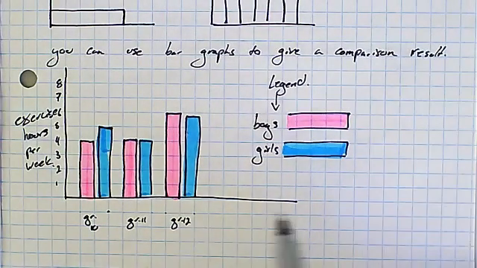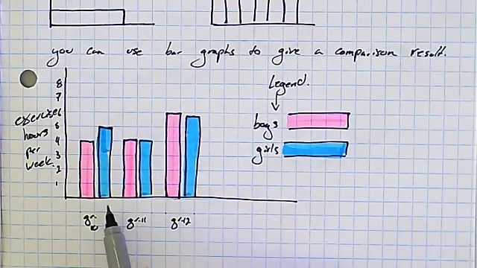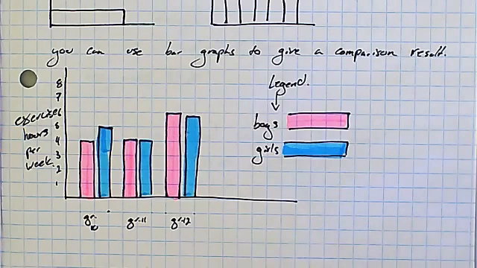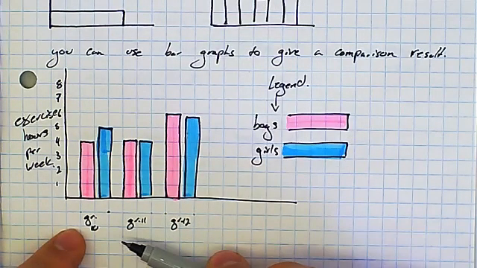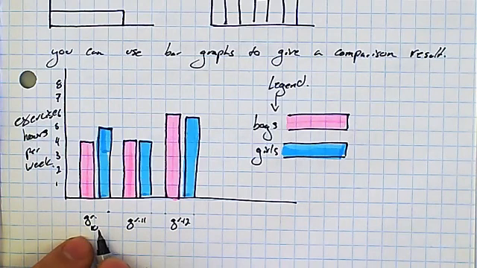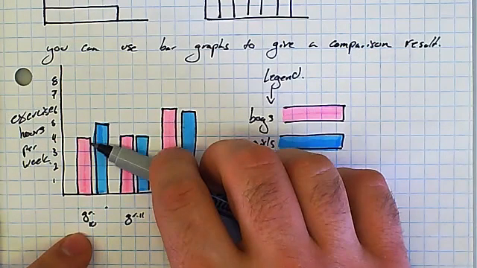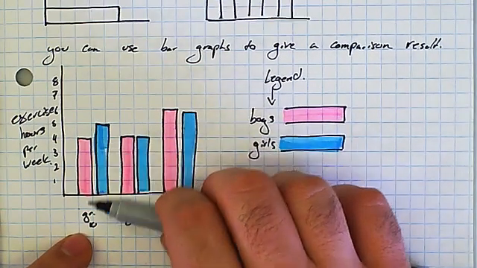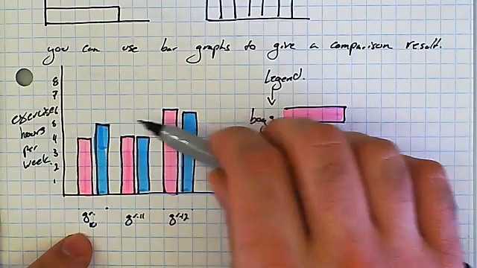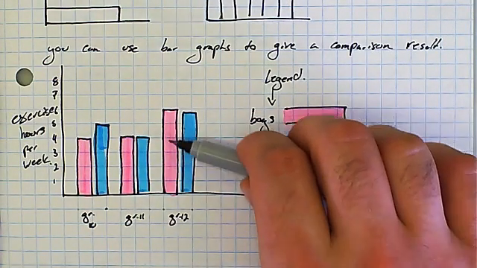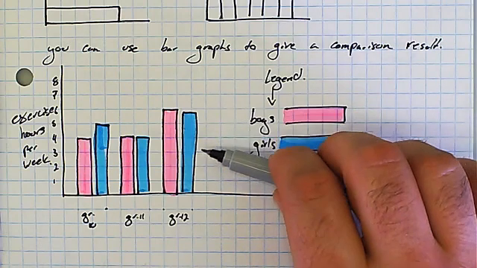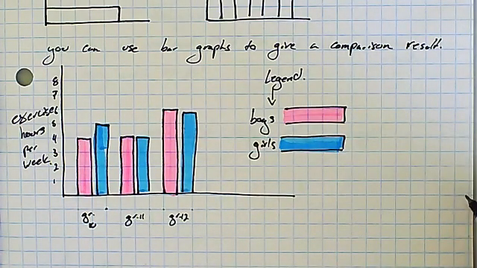So in our case here, we have boys and girls. I switched the colors because it'd be fun. And we're going to talk about the exercise per week. If we look at just the grade 10s, the boys do roughly 4 hours of exercise a week, and the girls do 5 hours. Grade 11s both do 4 equally, and in grade 12, the boys do 6 hours, and the girls do about 5.5.